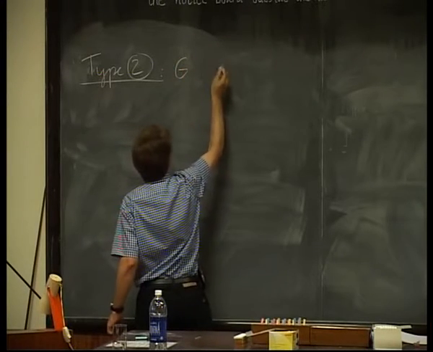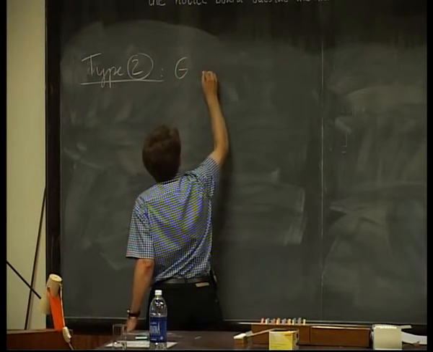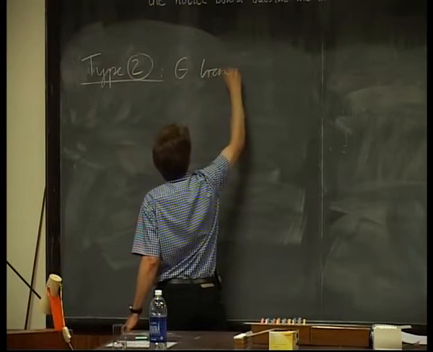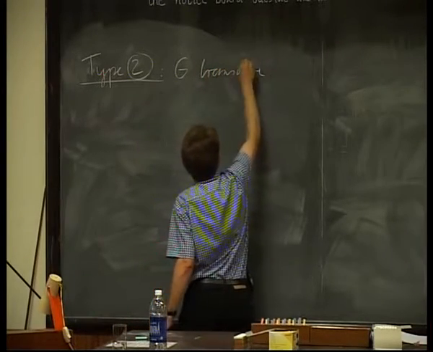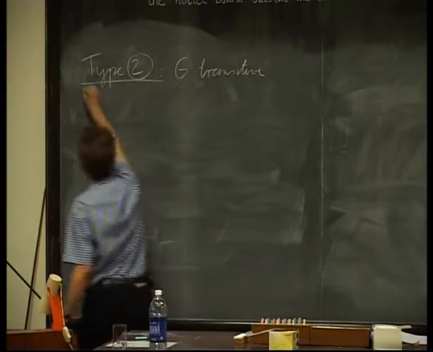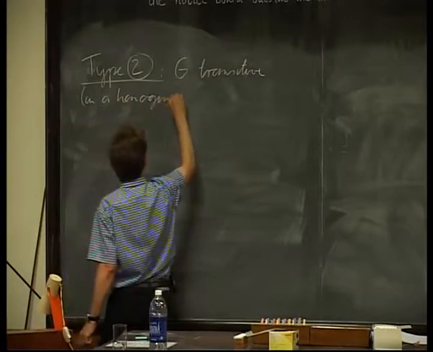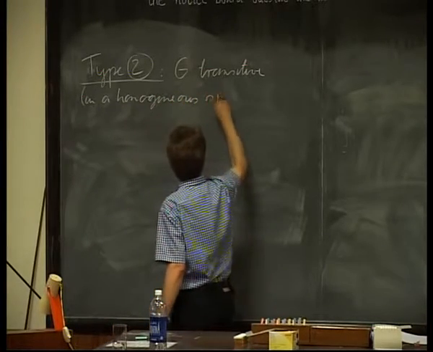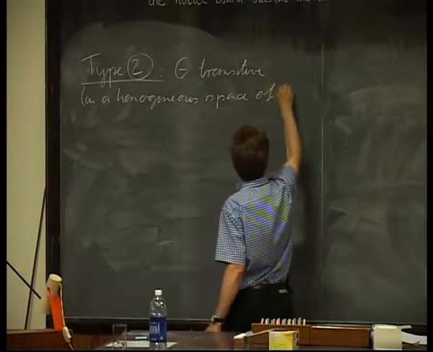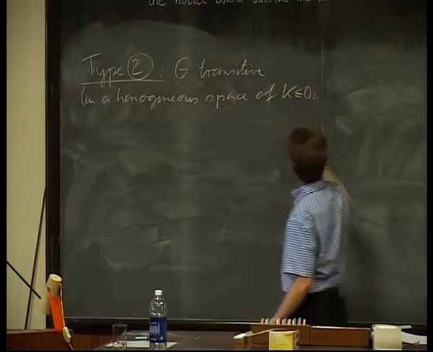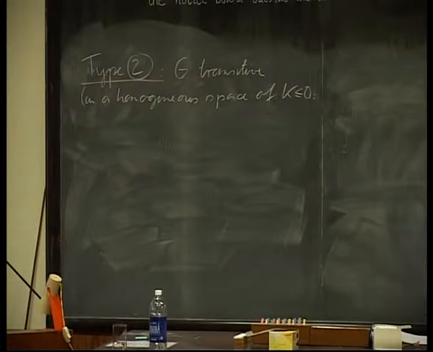G, or all the isometry group, acts transitively, that is, on a homogeneous space of non-positive sectional curvature. So these spaces were investigated in the 70s.